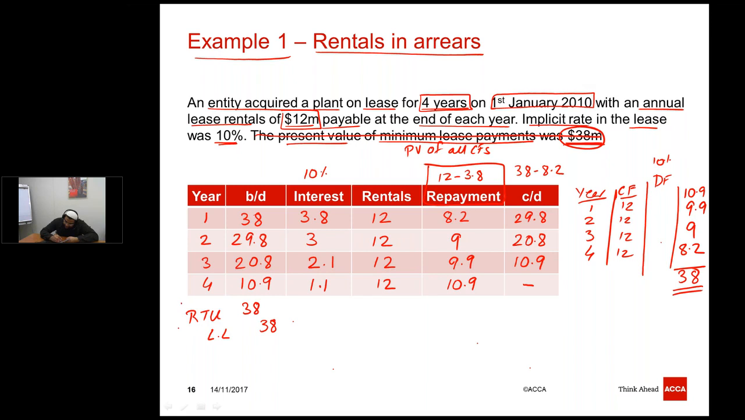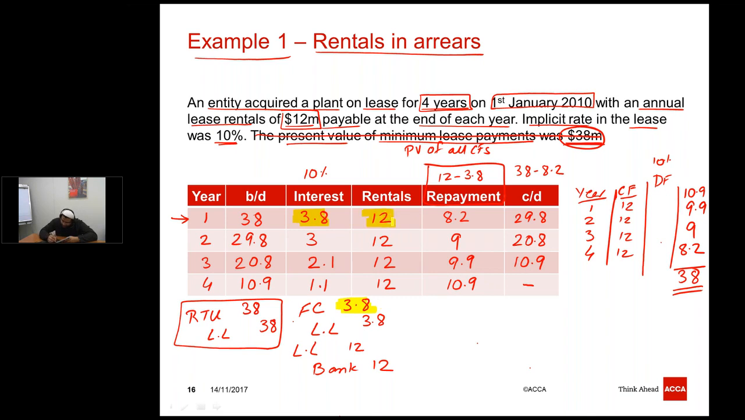So now this was the first entry that we have recorded in year 0. Now for year 1, I'm going to write finance cost debit and the lease liability credit by 3.8. And then I'm going to write lease rentals debit, lease liability debit by 12 and the bank credit by 12. So actually what I've done, I've written this 3.8 over here and this 12 over here. So the interest of 3.8 is being recorded as finance cost, lease liability, and the amount repaid is of 12.